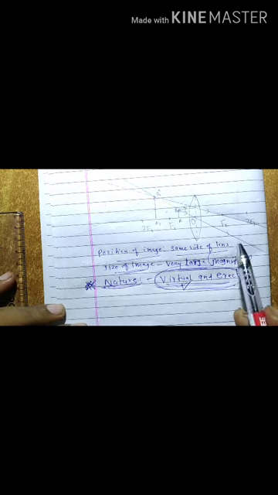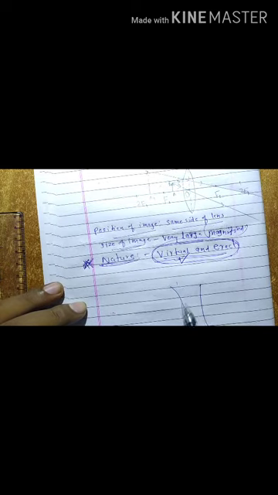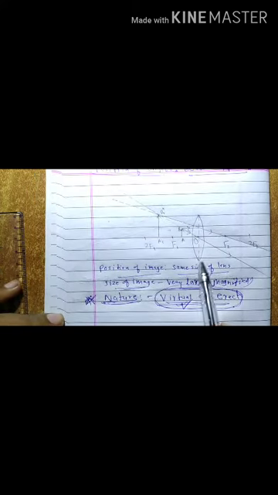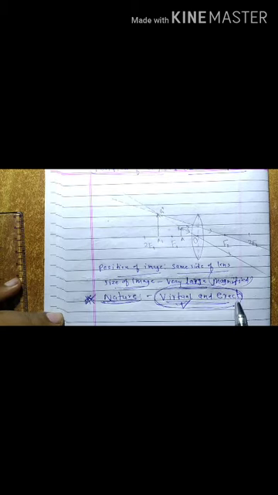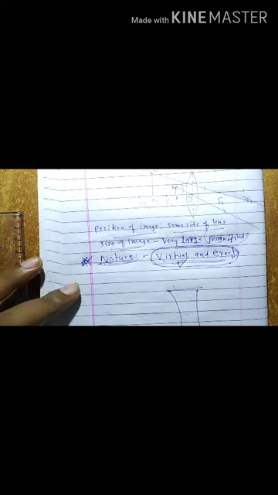But in case of concave lens, we get only virtual and erect image. But in case of convex lens, we can get virtual image, real image, inverted image as well as erect image. But in case of concave lens, we get only virtual and erect image, and always a smaller image. This point is very, very important.